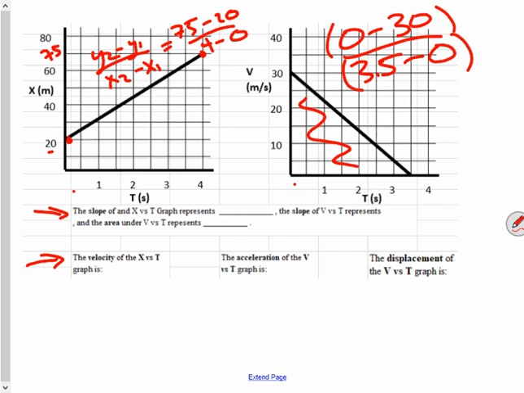All right, the last one we got is the displacement of the v versus t graph, and that will be the area. Area is going to be 1/2 base times height. So we have 1/2. Our base is going to be 3.5, and our height is 30. Plug and chug, and you will get your answers.